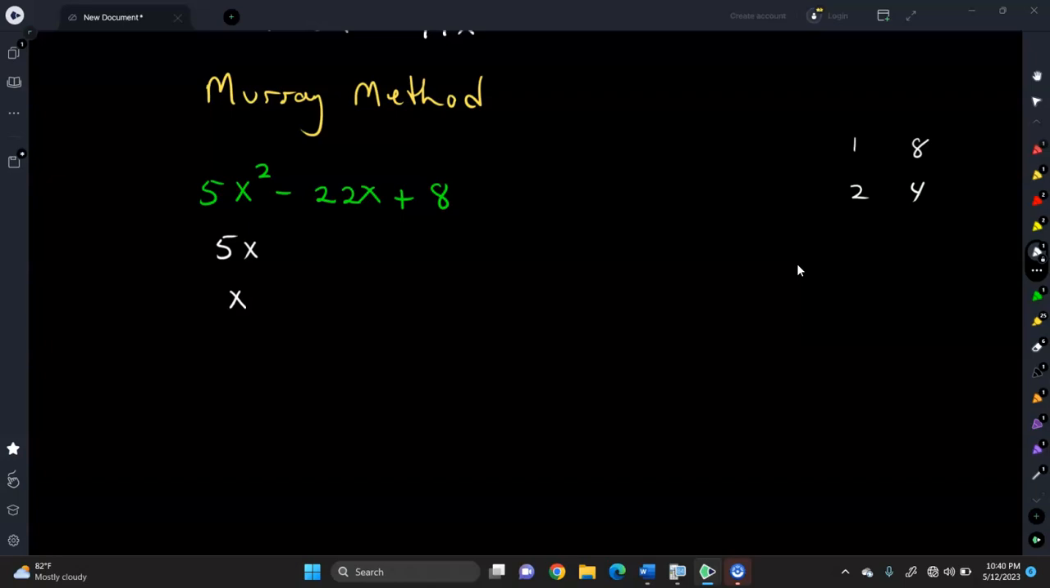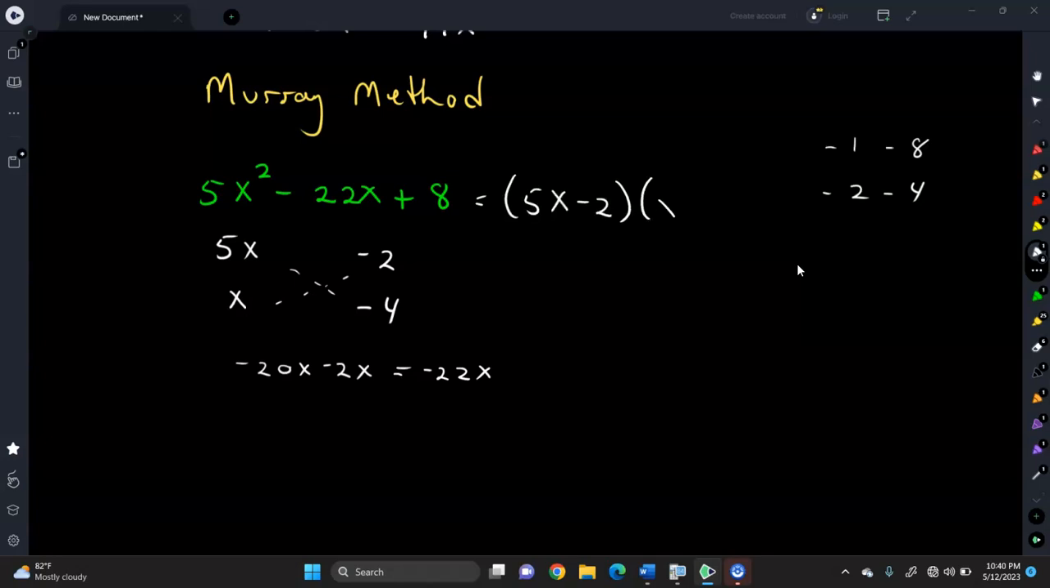They both have to be negative. So looking at that, again, you can immediately see when you list those factors that it's going to be negative 2 and negative 4. This gives me negative 20x. This gives me negative 2x. That adds up to negative 22x. So my factors are 5x minus 2 times x minus 4.